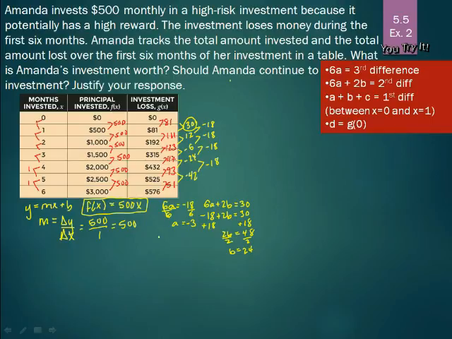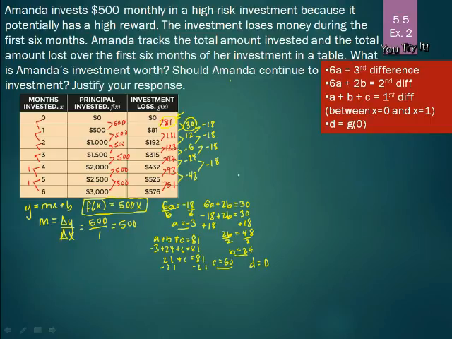And then to get c, we know a plus b plus c will be the first difference between x equals 0 and x equals 1, which is 81. And so then a is negative 3, b is 24. Negative 3 plus 24 gives us positive 21, plus c is 81. So subtracting 21 on each side, we get that c equals 60. And so with those three, we have the last one, which is d, and that's our y-intercept. And so we know that d will equal 0 because at x equals 0, g of x equals 0.